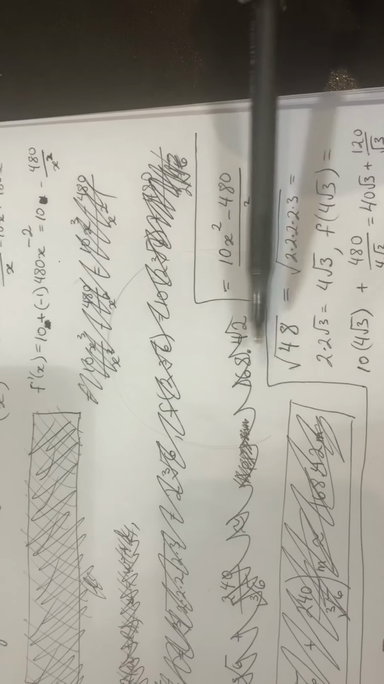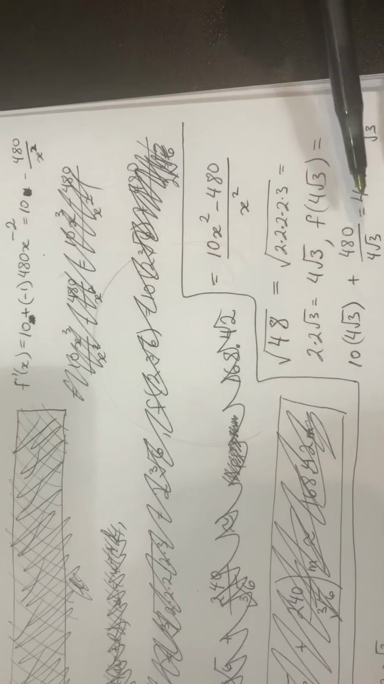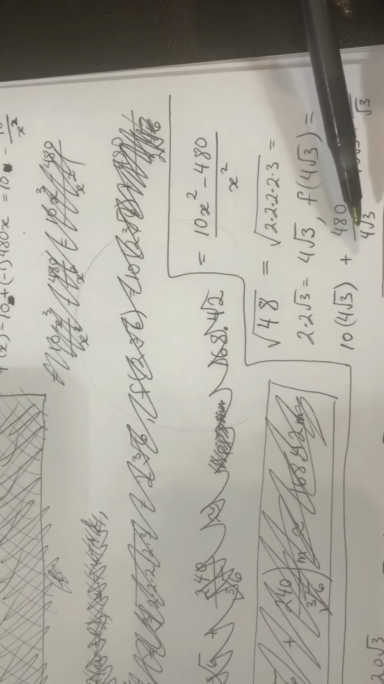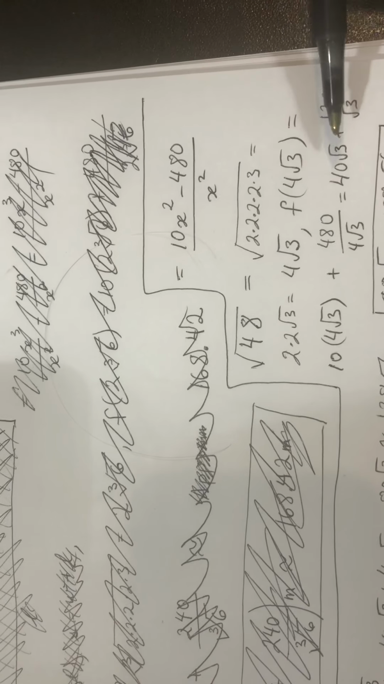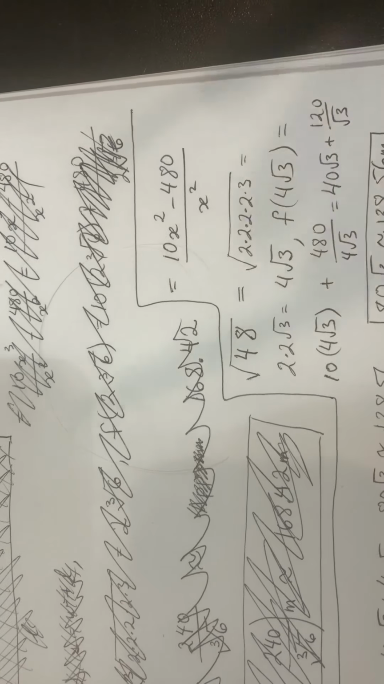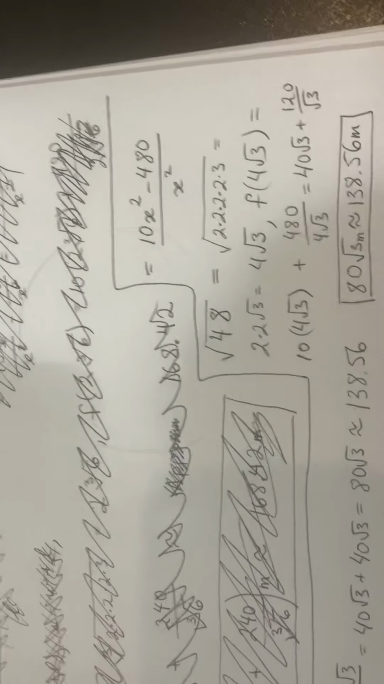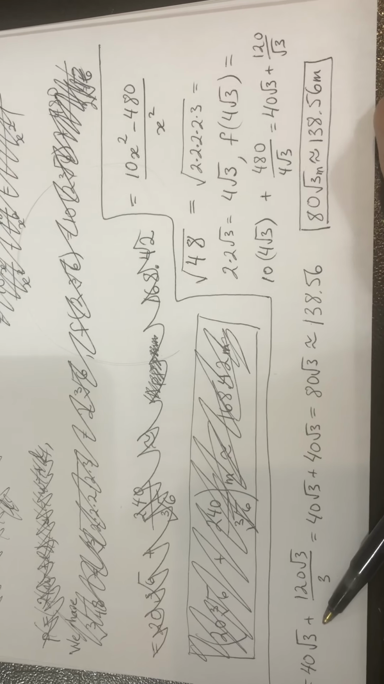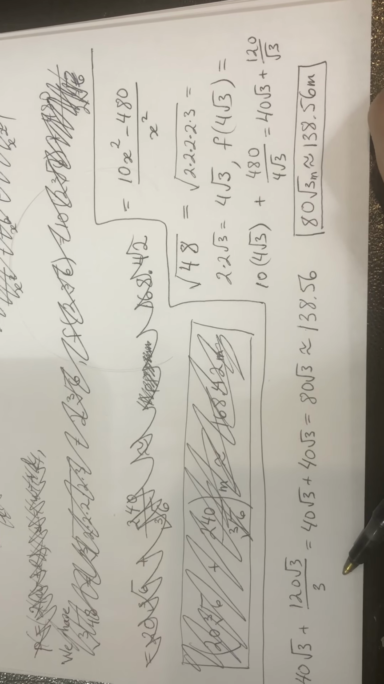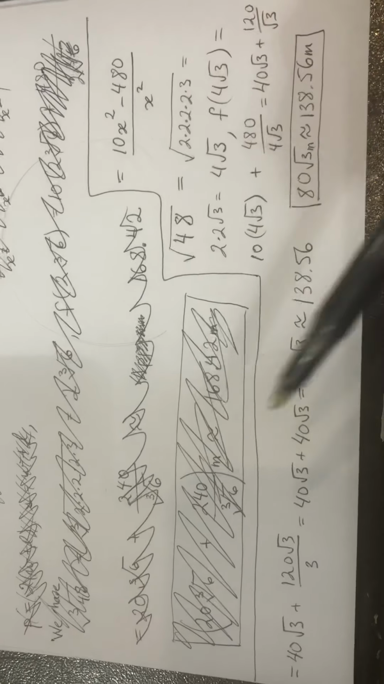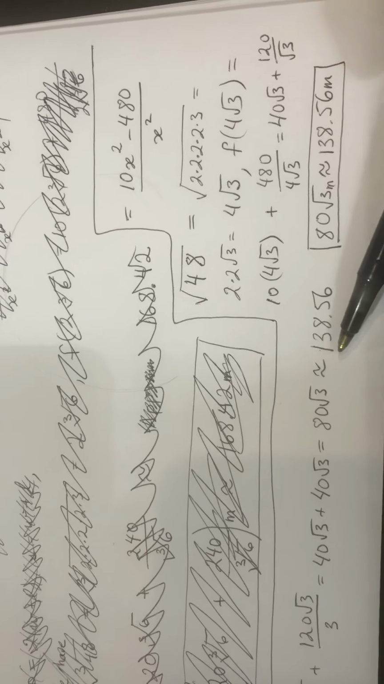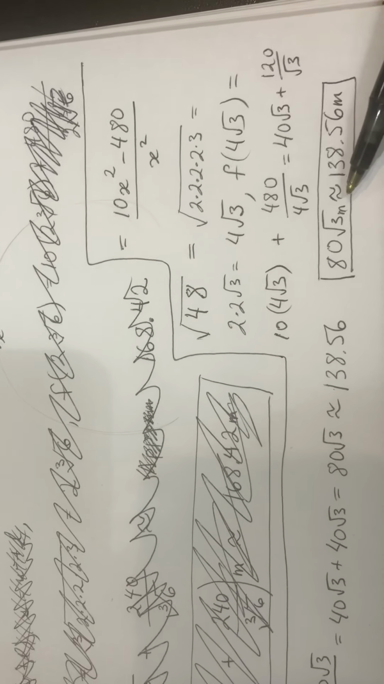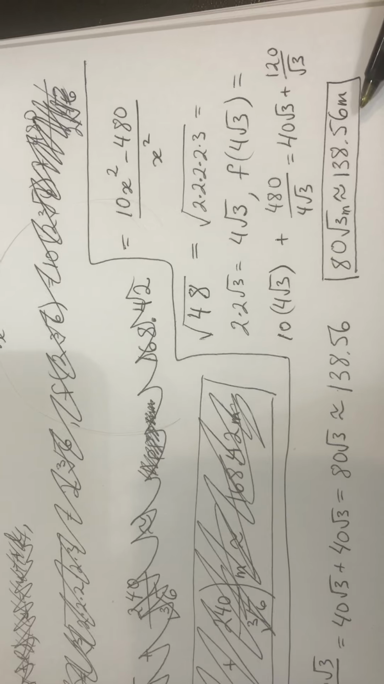10 times 4 root 3 plus 480 over 4 root 3, which is equal to 40 root 3 plus 120 over root 3, which is equal to 40 root 3 plus 120 root 3 over 3, which is equal to 40 root 3 plus 40 root 3, which is equal to 80 root 3, which is approximately 138.56. So the answer is 80 root 3 meters, which is approximately 138.56 meters.